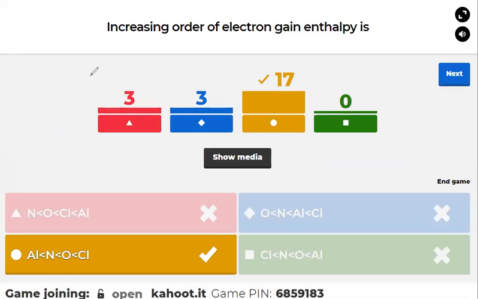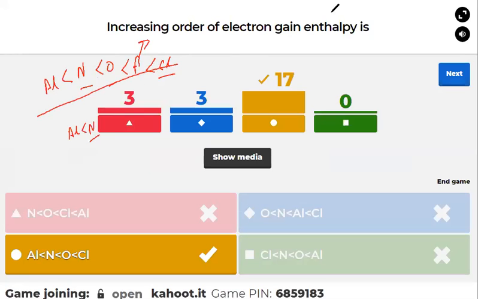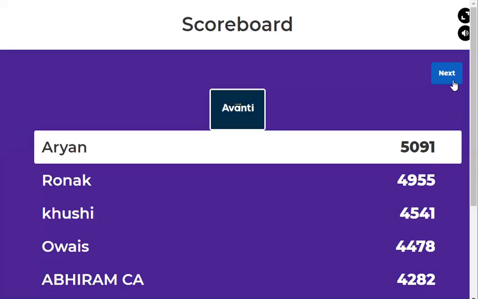So what you have to see first, right? Now we know that chlorine is greater than fluorine. So remove fluorine. So Cl, O, N we already got. Now in the same way, we know that aluminium is less than nitrogen. So just include it. Got it? So simple, right?